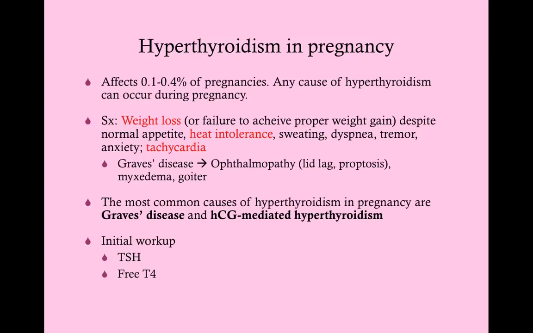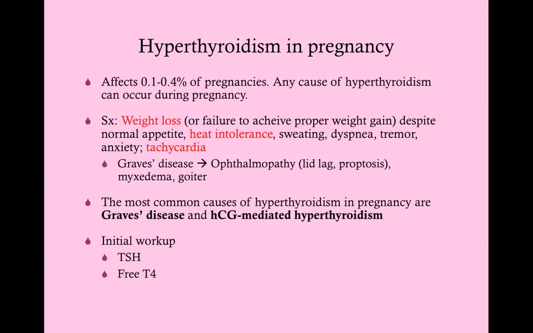And then goiter. So we don't expect to see goiter in HCG-mediated hyperthyroidism, for instance, or you don't really see goiter if you have nodules. But to have this diffuse goiter, you can see it in Graves' disease. Not all of them, but in a decent amount, you can see a goiter in Graves' disease.